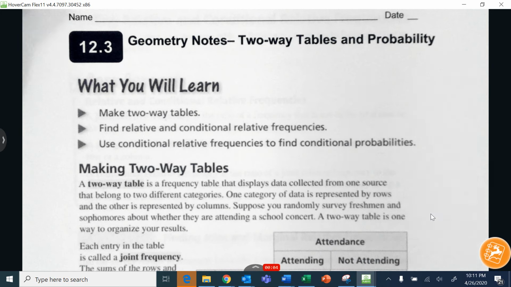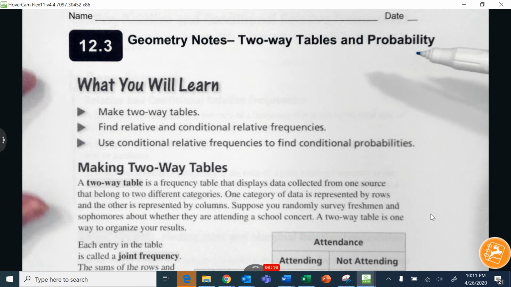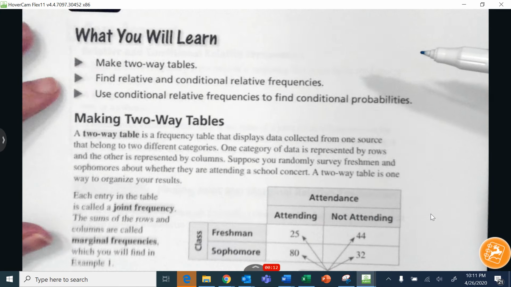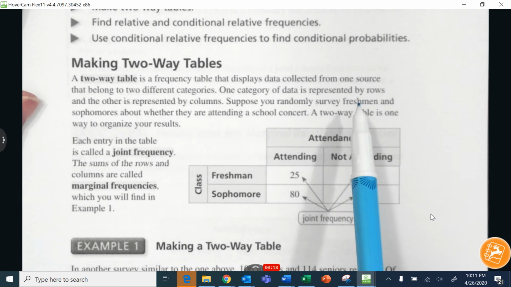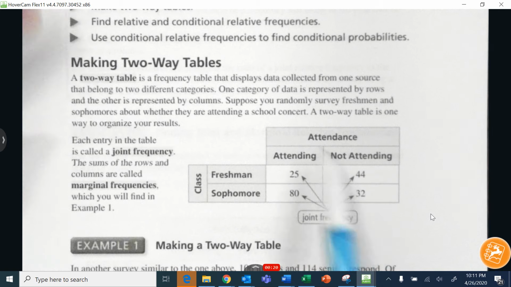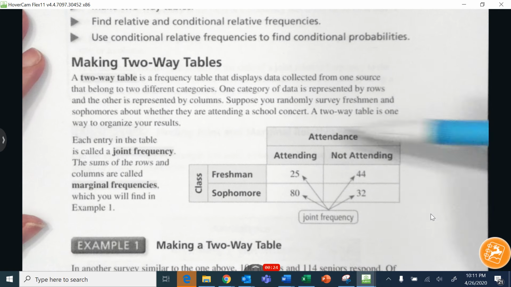Okay, today for geometry we're going to do section 12.3, which is two-way tables. We're going to do some probability with those two-way tables. First of all, a two-way table is a frequency table. It displays data collected from one source that belong to two or more categories. So you can see an example right here.